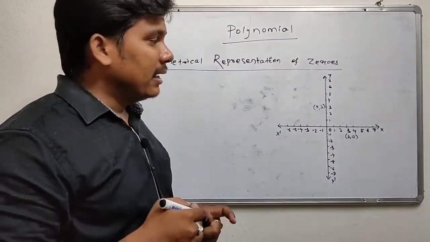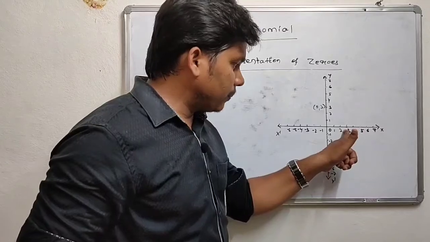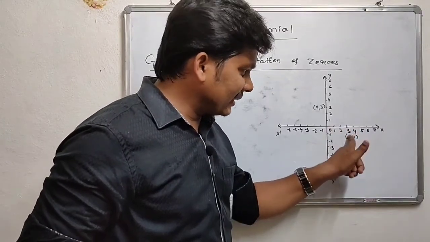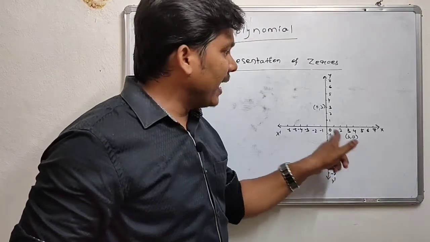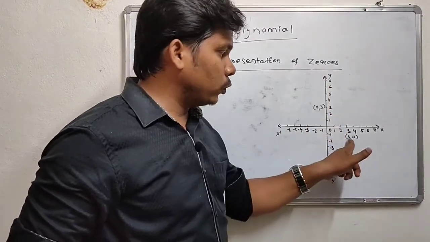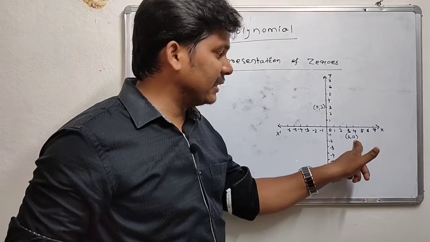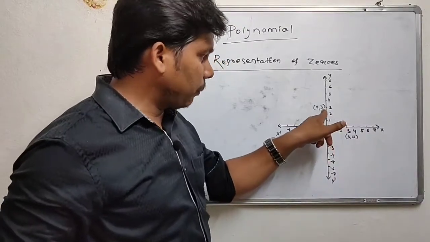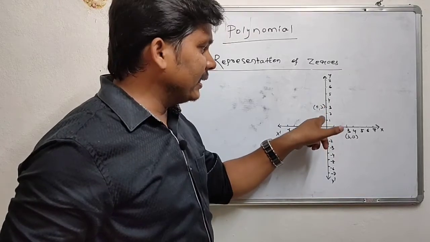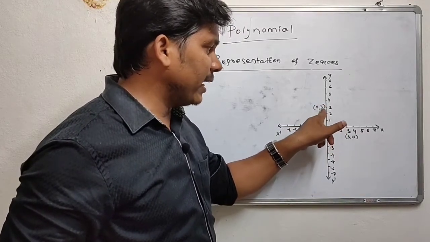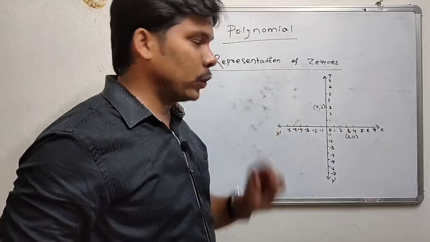Again I am saying, this is 3 units from the origin in the x-axis. That's why the value of the x coordinate is 3. But for the y-axis, there is no distance. That's why we say it is 0. In the same way, for this point, in the y-axis the distance is 3 units. That's why the y coordinate is 3 and the x coordinate is 0.